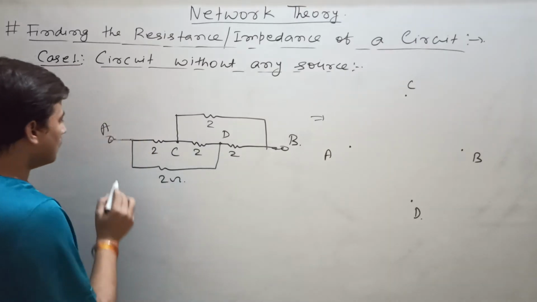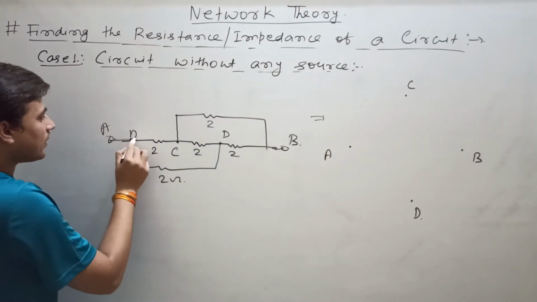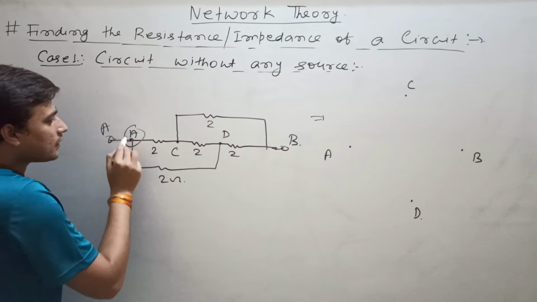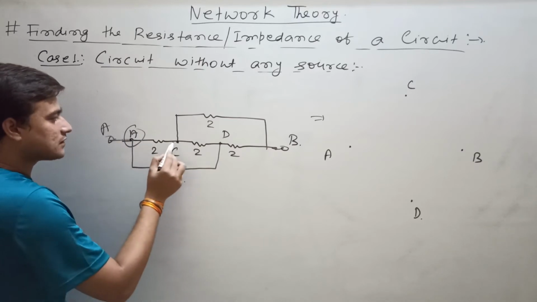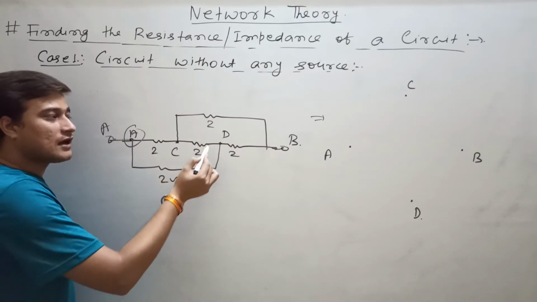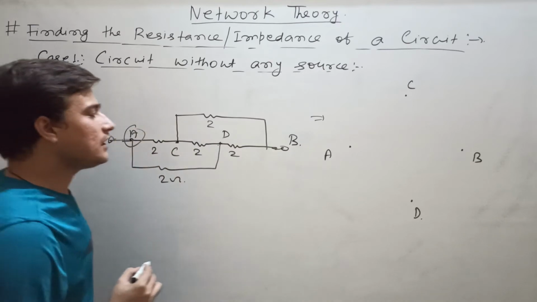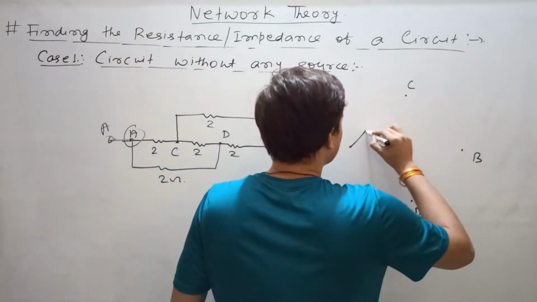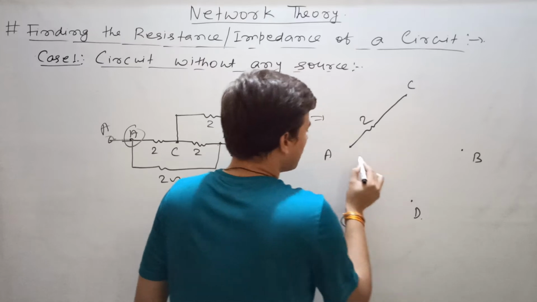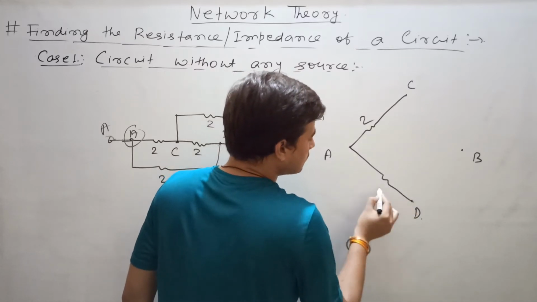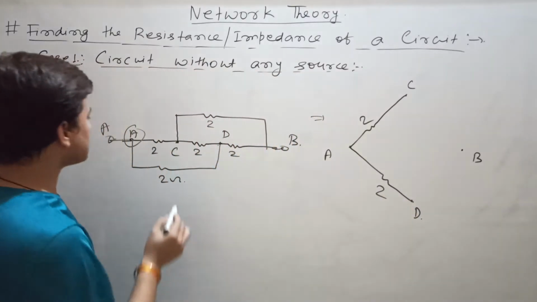Now what do we have to do? Start from this point. This is point A. You see that from point A, 2 resistors are connected. One is connected at C and another one is connected at D. So here you connect this 2 ohm to C. Another is connected at D. This is 2 ohm.